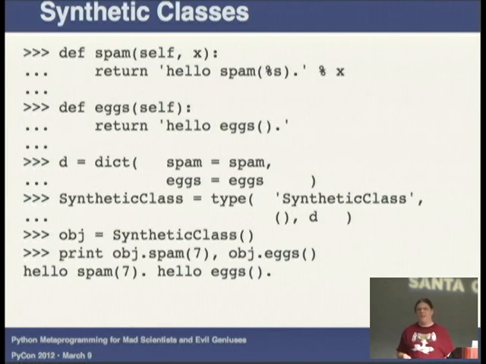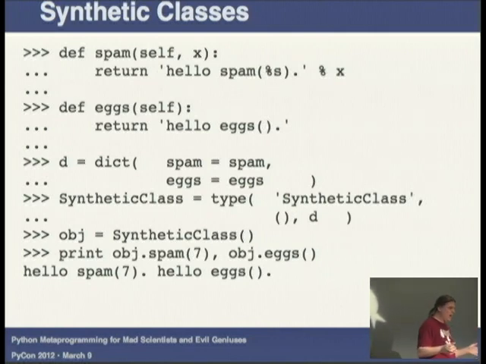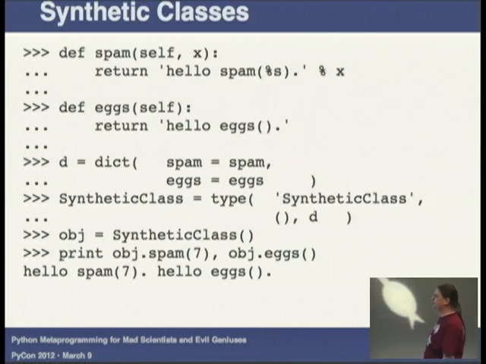Okay, synthetic classes. A class is just a dictionary wearing a dress. I mean, that's all of Python. It's dictionaries all the way down. Just dictionaries pointing to dictionaries. And classes are certainly like that. And so it's fairly straightforward to construct a class. All you've got to do is construct a dictionary. You throw stuff in there.